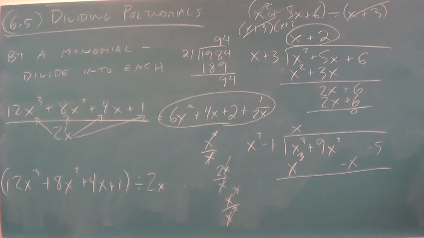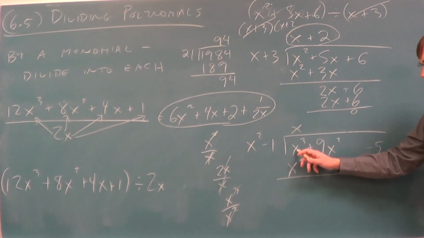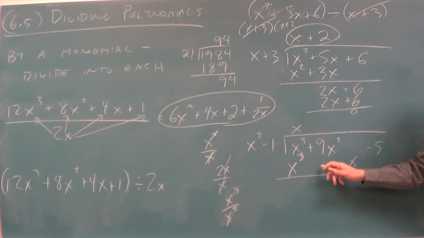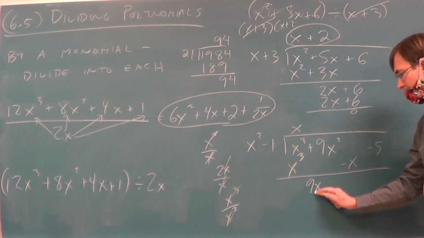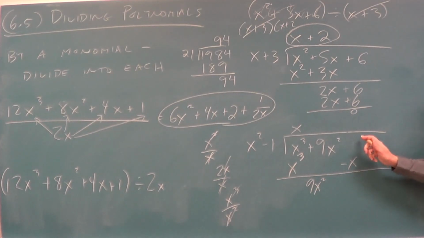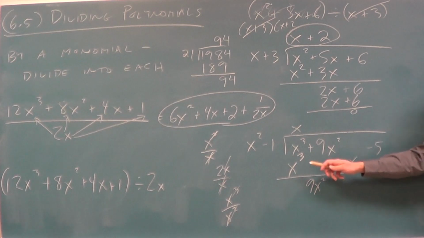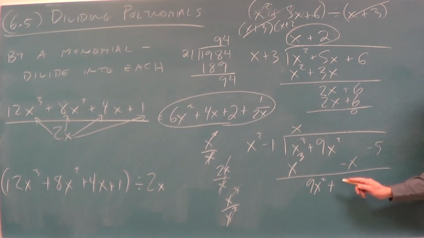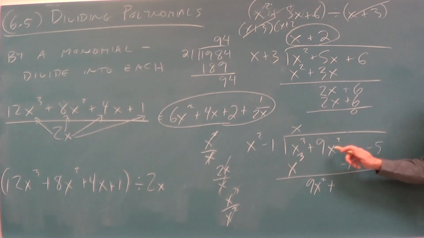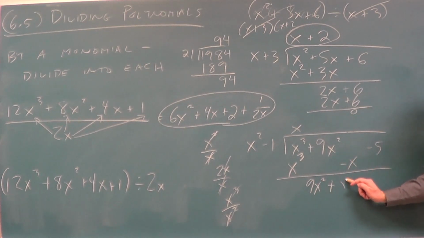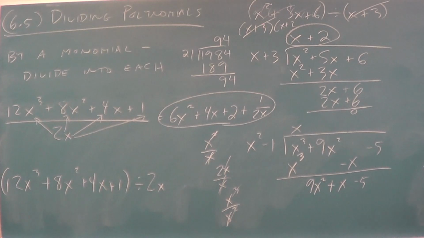I look to subtract. Subtracting these will make that vanish. 9x squared subtracts nothing, so that remains the same. But if nothing subtracts a negative, subtracting a negative makes the sign change to positive. So nothing subtracting negative makes a positive x, and minus 5 is just coming along for the ride.